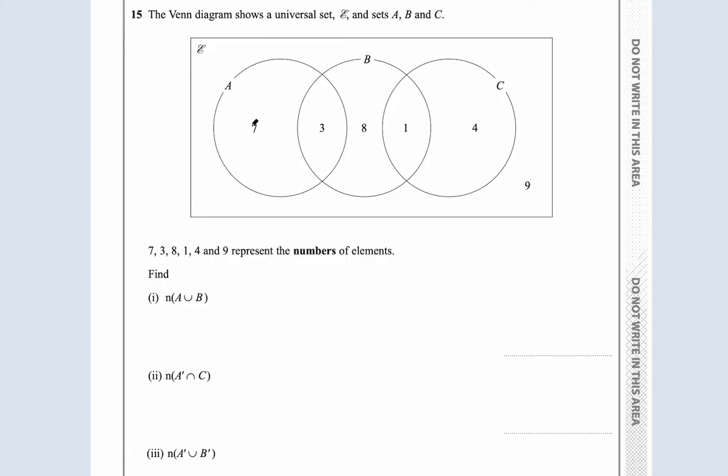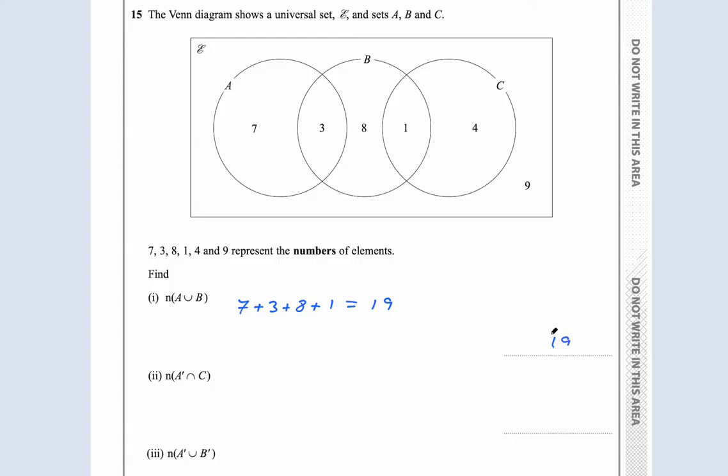So essentially, this means there are 7 elements here, there are 3 elements here, there are 8 elements here, etc. The little n means find the number of elements in A union B. So the number of elements in A union B will be... what's A union B first? Well, it's everything in A or B. So all of these, if you're anywhere in A or B, you're good. So it's going to be 7 plus 3 plus 8 plus 1, which is 19.